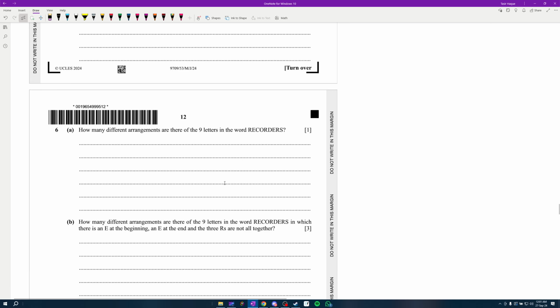Last sum now. Permutations. I really like doing permutations. Let's go. How many arrangements are there of the 9-letter word RECORDERS? Okay, let's write this down first. Like this. R, R, R, double E, C, O, D, S. Fine. So in total there are 9 letters, 9 factorial, divide by the repetitions.